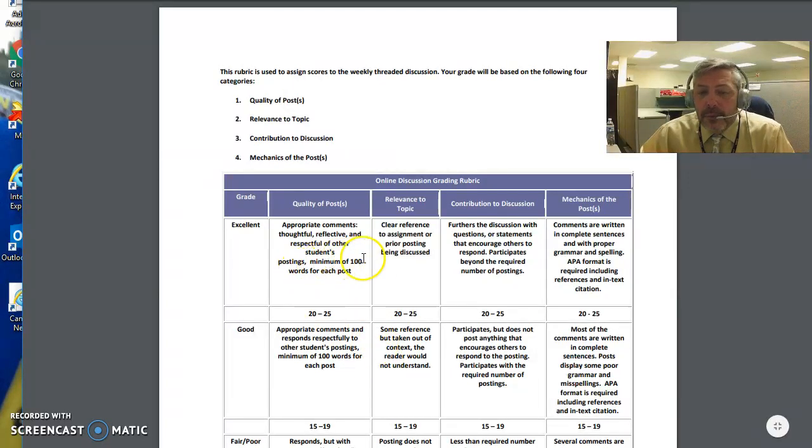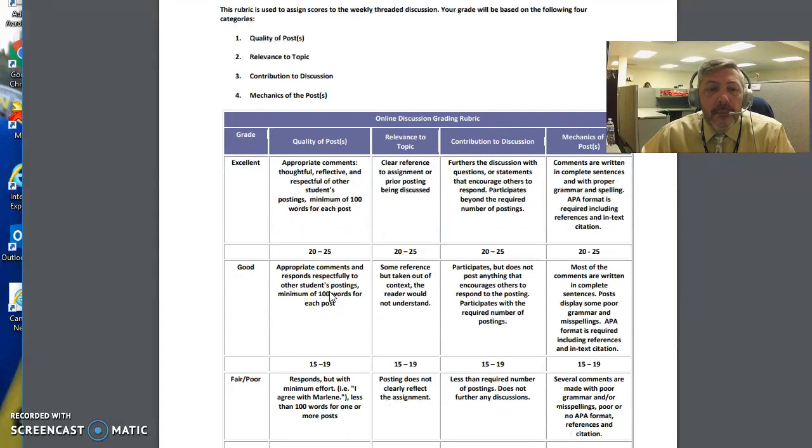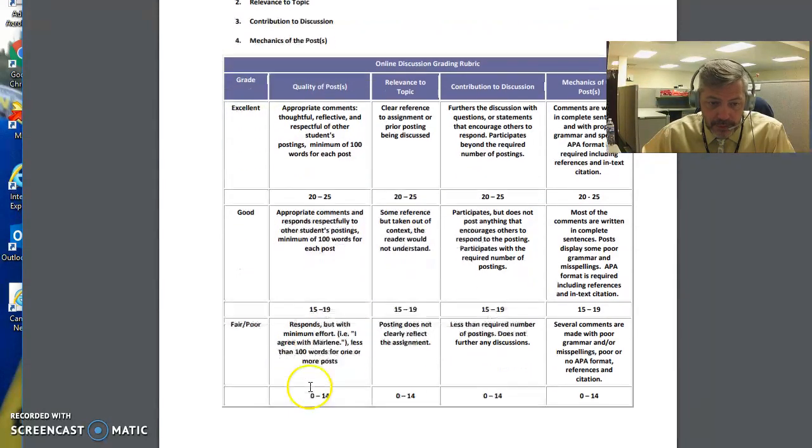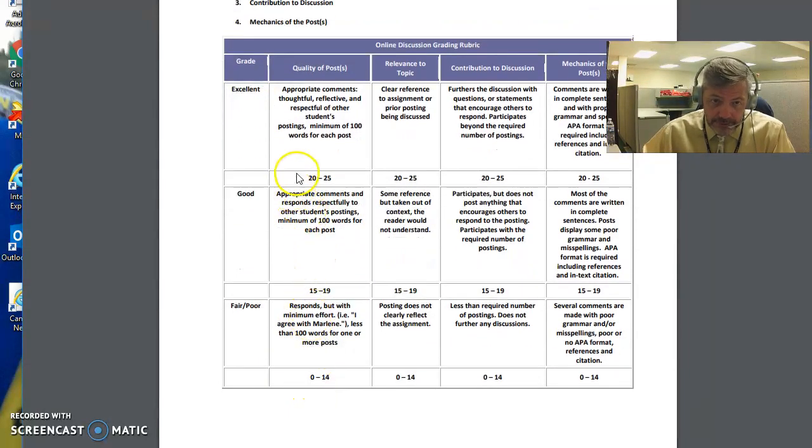And did you write with a minimum of 100 words? And this is very important. It's 101 words for each post, not just the questions, each post. So I will be counting the words. Then, you can get excellent, good, and fair to poor. And these are the point ranges for these different rankings.